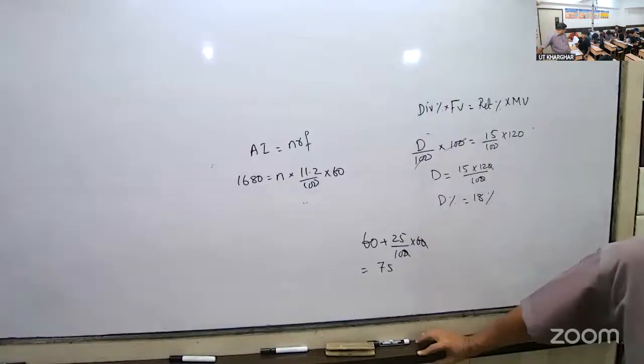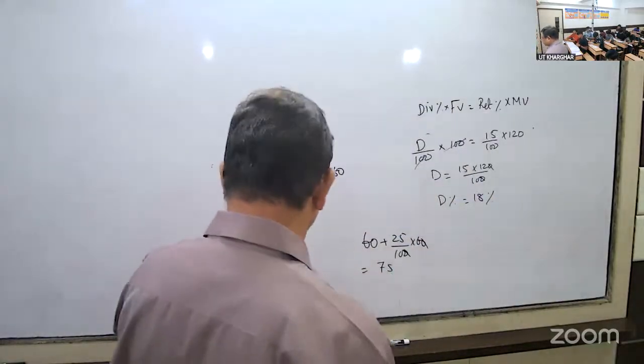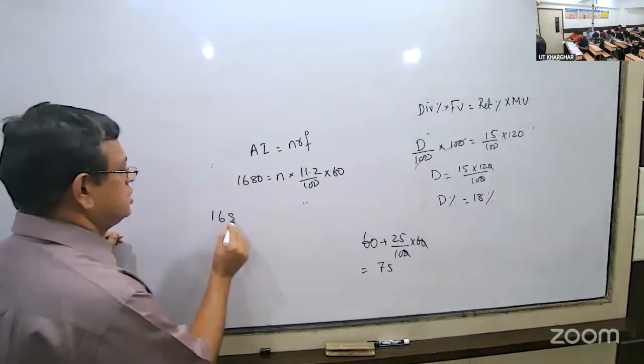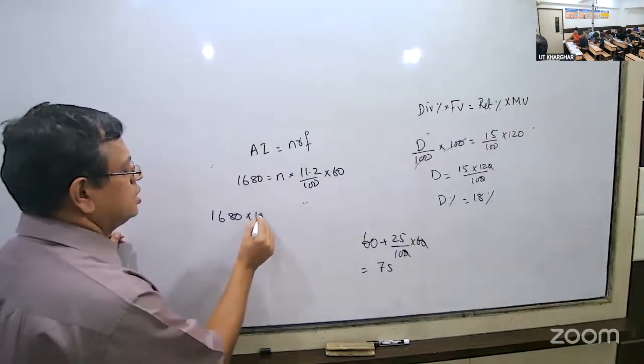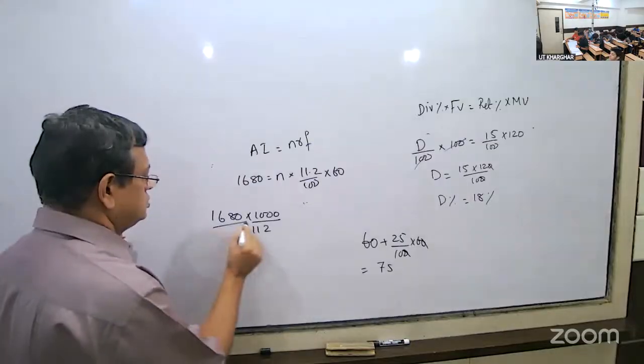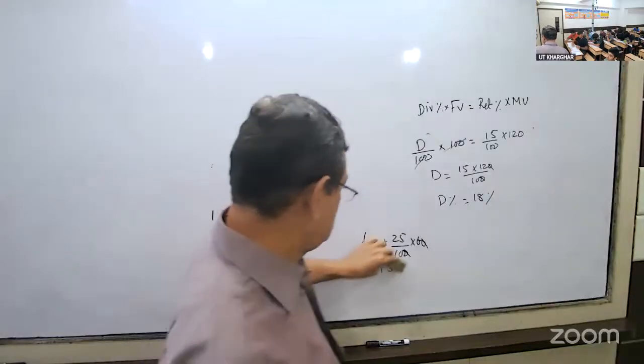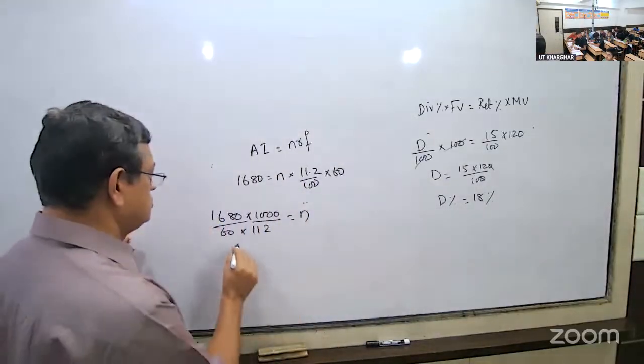Got it? What is N? N is the number of shares. How much did you get for the number of shares? 250. When you cross multiply, 1680 into 100 into 1000 by 112 into 60 is equal to N. What is the value? It is equal to 250. Yes.